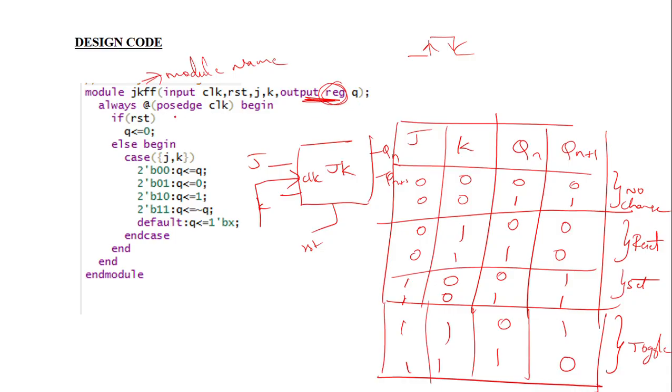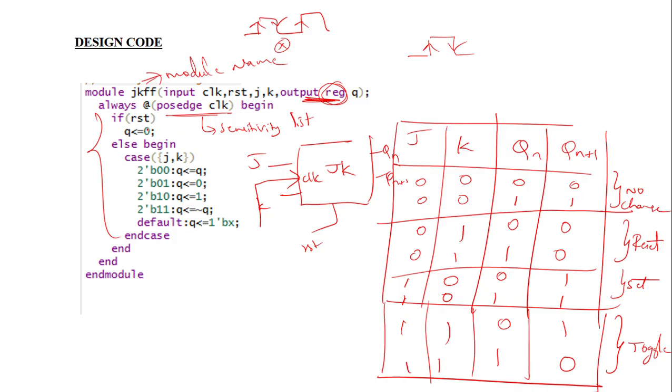So always at the rate, it is our sensitivity list. In that sensitivity list, whichever variables you assign, only according to a variation in that particular variable is your code going to execute this block. If there is no change in the clock, this block is not going to be executed. If there is a change in the clock, it is going to be executed. For the first passage of the clock, it is going to be executed. For the negative of the clock, it is not going to be executed. Again, for the next passage of the clock, it is going to be executed. Like that, for every passage of the clock, your always block is going to be executed.